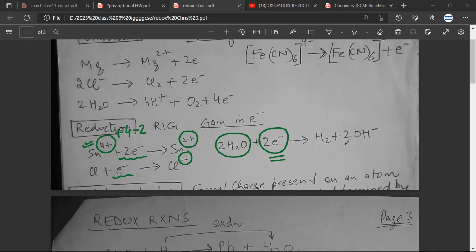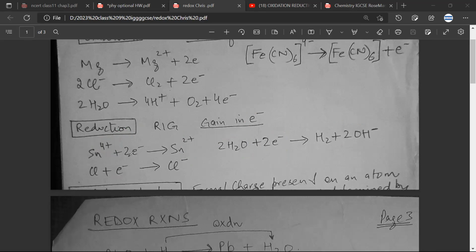If you see on this side, you have two entities, two anions with -1 charge each, and that is why there is a -2 charge on the right-hand side and a -2 charge on the left-hand side. Is it making sense, Chris? Yes, sir.